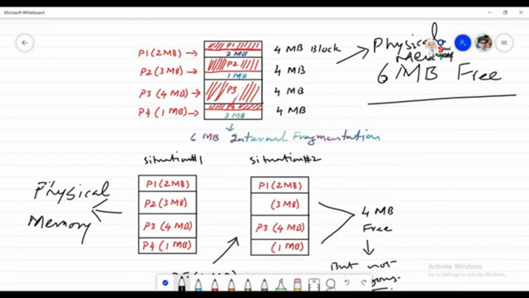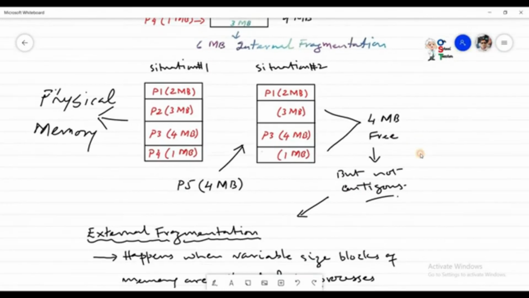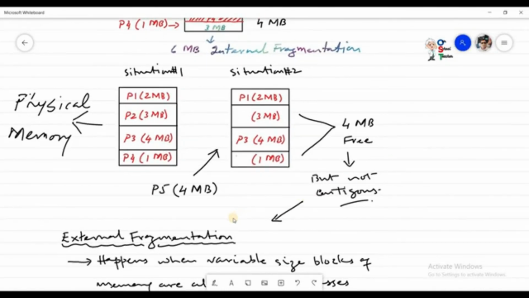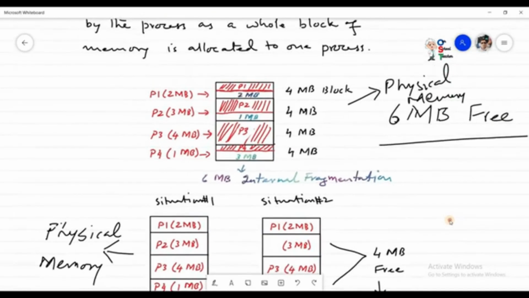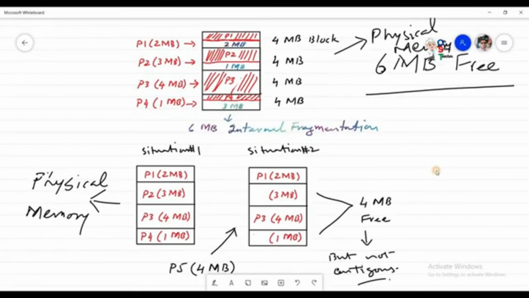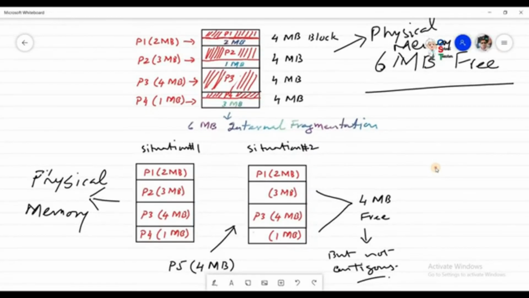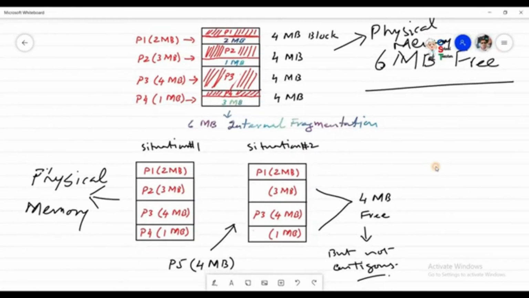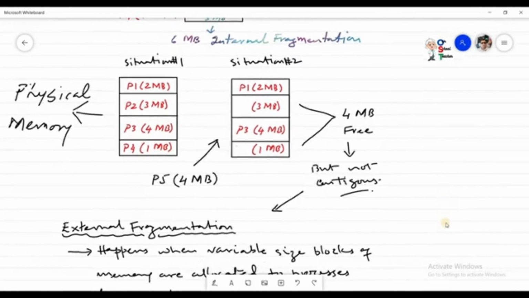Now when the other block requires to be loaded, for example P5 which requires 4 MB, right now 4 MB is there free, but it cannot be loaded because the space is not contiguous. So similar problem is there. Process 5 or P5 cannot be loaded here. This situation is called external fragmentation. So in both cases, the free spaces are there in the memory, but they cannot be used.